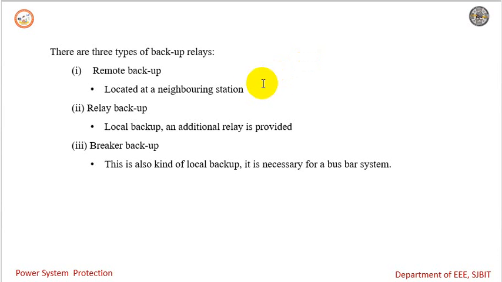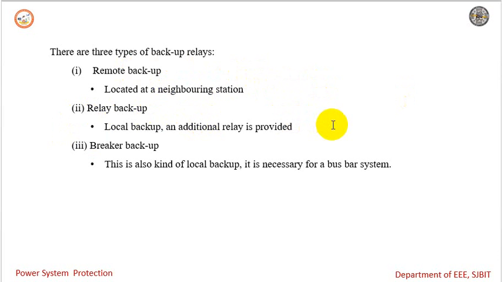Next we have the relay backup. This is a kind of local backup where an additional relay is provided for the backup protection. In case there is a fault and the primary relay fails to operate, then this additional relay will come into picture and operate. This is costly compared to the remote backup, because remote backups are located in the neighboring stations, but for relay backups additional relays are provided. When you provide an additional relay, the cost will be more.